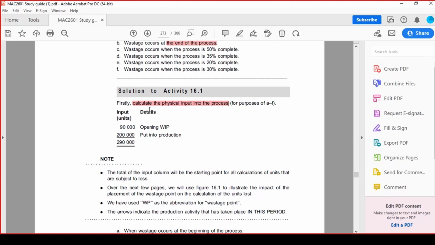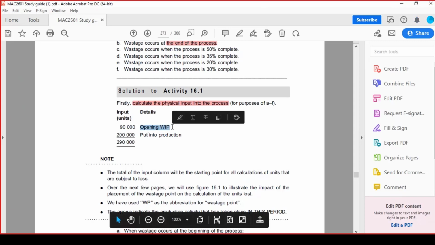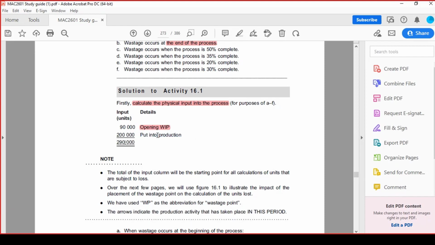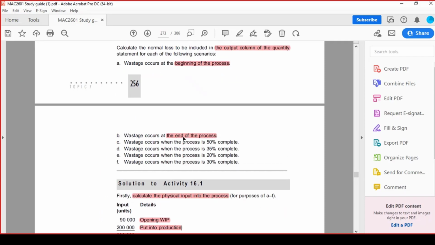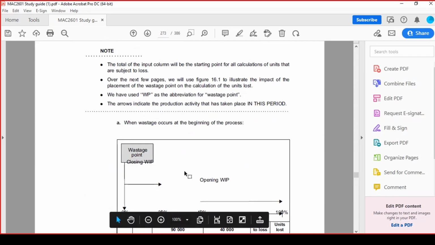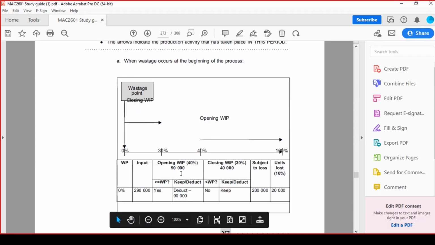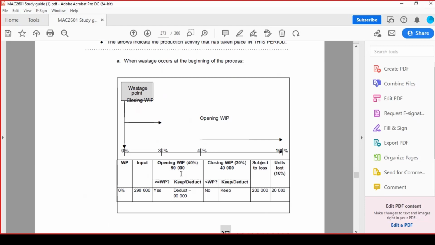So let's look at the activity. Before you do the output column, because we still haven't answered the question, you need to look at the input column and then go to the output. So the first thing you need to ask is, what is my input? We recognize that the column will say opening WIP and then what you put into production, correct? That's what you always put in when you're doing your opening WIP. Then you start this whole question that I was asking you, so that you can calculate the normal loss.